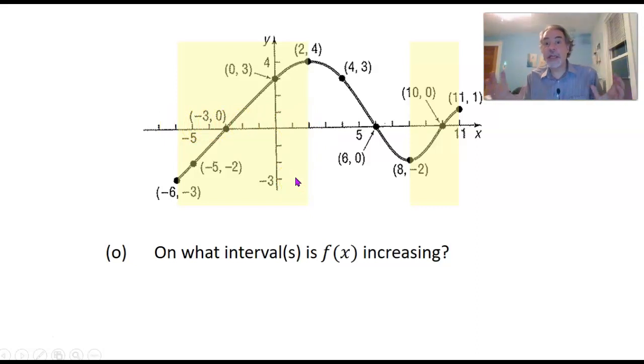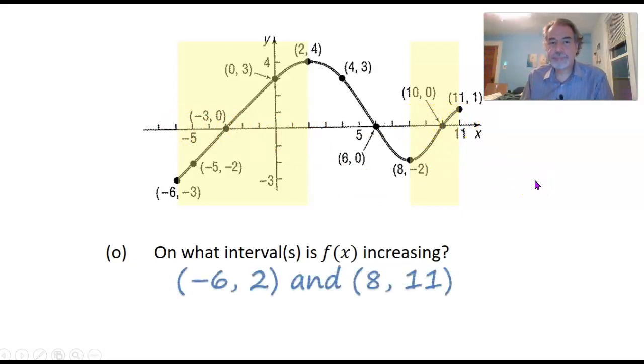Whenever we talk about an interval where a function is doing something like increasing, we're talking about what the x coordinates are, what section of the x-axis or the domain of the function. So this would be the interval from -6 to 2, and then this would be the interval from 8 to 11. So on those 2 intervals, the function is increasing. And then in between, we've got the interval from 2 to 8, where the function is decreasing.